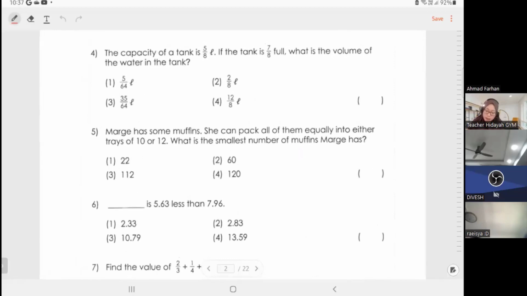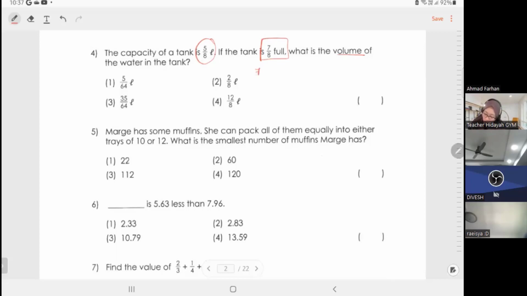Number 4, the capacity of a tank is 5/8 liters. If the tank is 7/8 full, what is the volume of the water in the tank? You take note, this 5/8 liters is not just a normal fraction, okay? It is actually a volume. Can you see the liter there? This is 5/8 liters. This is the volume or the capacity of water in the tank. So when I say it is 7/8 full, the tank is not full. It is only 7/8 full. So what do I do here? What is the volume of water in the tank?